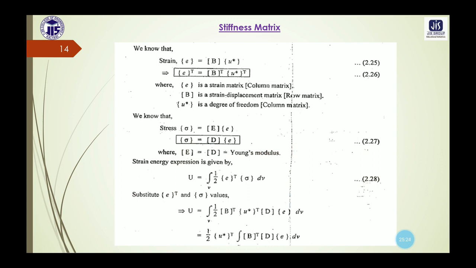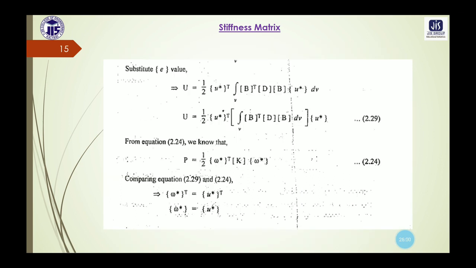So this is the expression for the strain energy. Now if we substitute the epsilon and sigma values from equation number 2.26 and equation number 2.27 in equation number 2.28, then we can write the integration over the volume, that is half of B transpose U star transpose into the matrix D multiplied by the column matrix of epsilon dV.